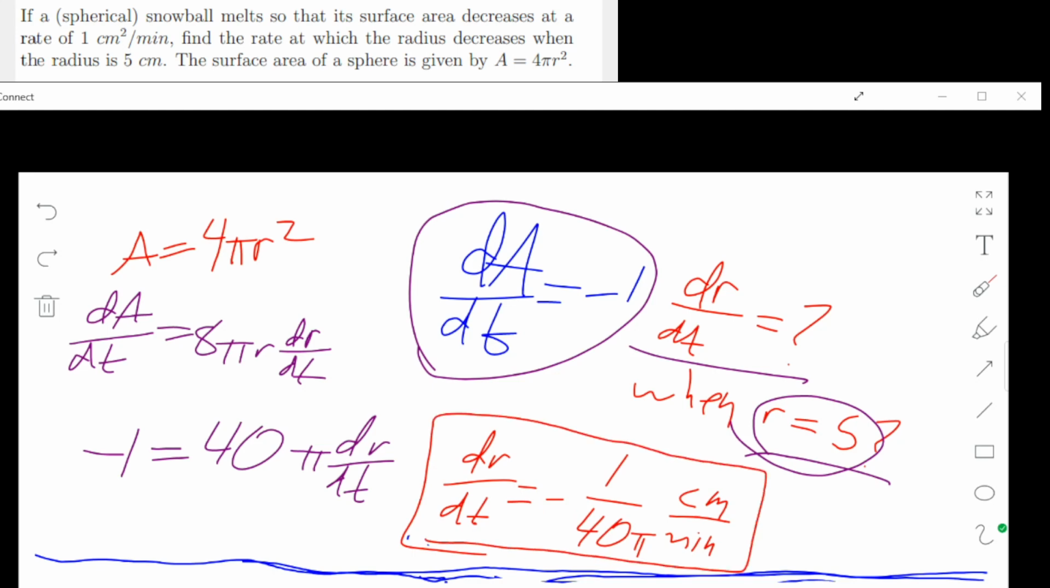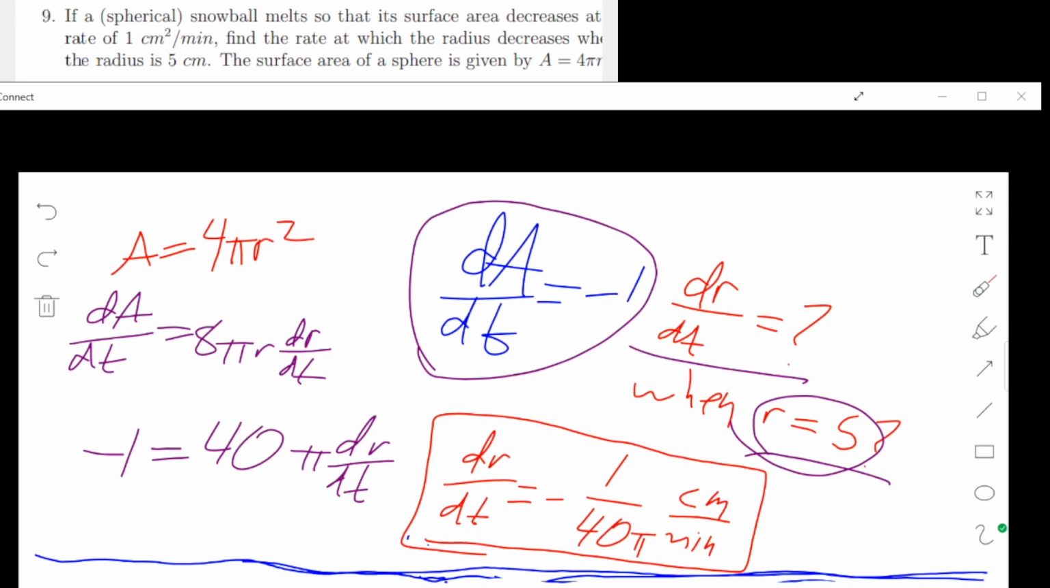All right. I wanted to just let you know that had you done these calculations with a +1 instead of a -1, you would have just gotten +1 over 40 pi, right? And again, the question is specifically asking, find the rate at which the radius decreases. So if you just ignored the sign altogether, you would have gotten an acceptable answer. It just would have had an opposite sign. All right, but because everything is decreasing, that's why I have all of these negatives floating around. All right, so that's how you would do number 9.